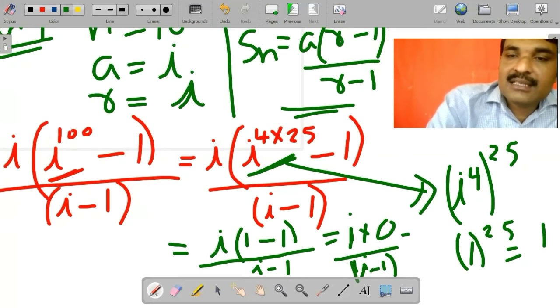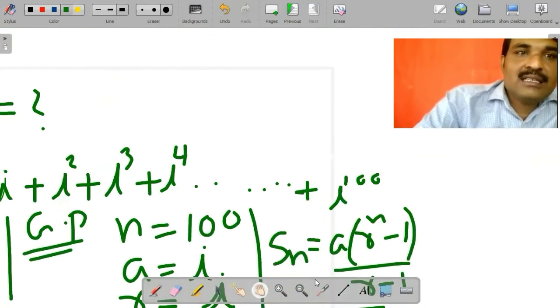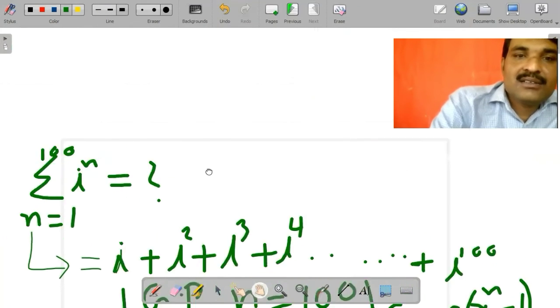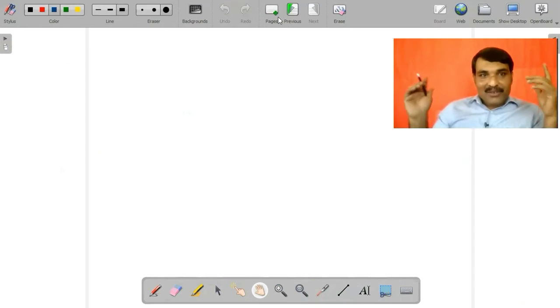So this is equal to 0. So the value of this expression is equal to 0. Right. Let us look at a problem.